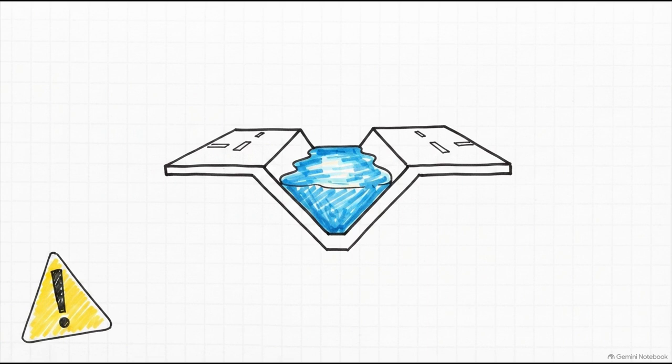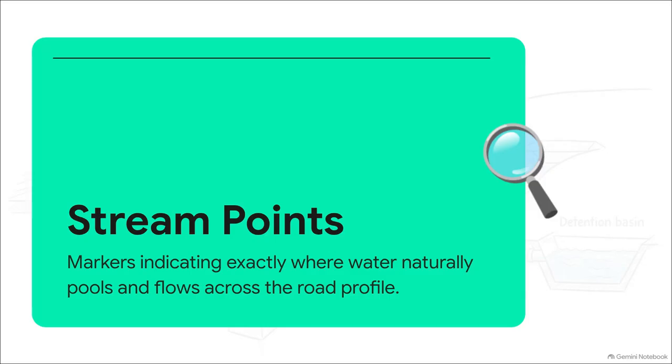heavy drainage. And this perfectly illustrates why we rely so heavily on stream points. These are vital design markers that act as our fundamental guide for exactly where this heavy infrastructure needs to go. In the software, these points correlate directly to the low points on our vertical profile. They're basically flashing red warning lights telling us, hey, if you don't build a massive tunnel here, you're going to have a lake on your new highway.